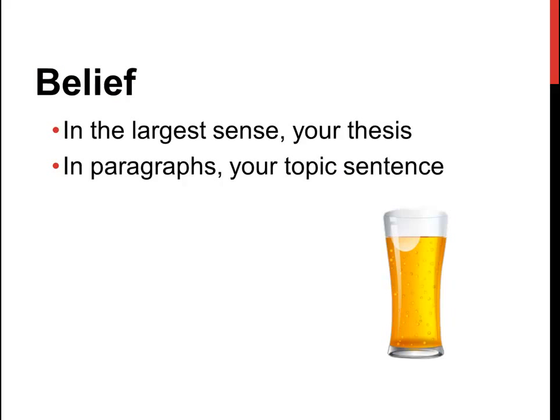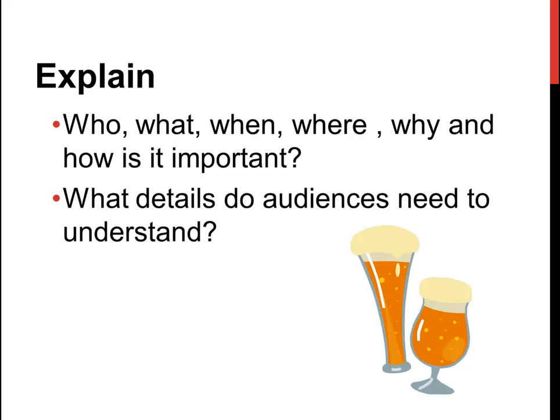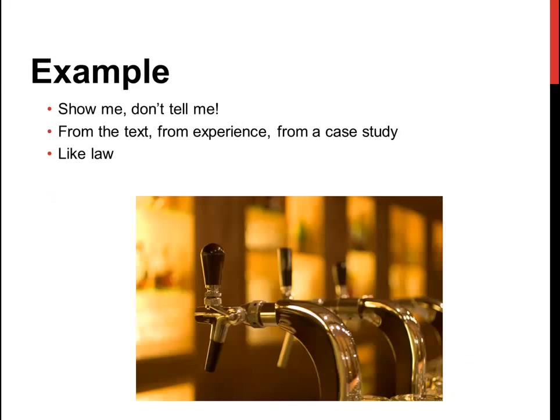So your belief is your thesis. In your paragraphs, it's your topic sentence. When you explain, it's the who, what, when, where, why, and how. That's your reporter questions. You explain why it's important. What details does your audience need to get what you're saying? And ask those questions to yourself under the explain. Just think, who, what, when, where, why, and how. Why is this important? Why does my audience need this information?